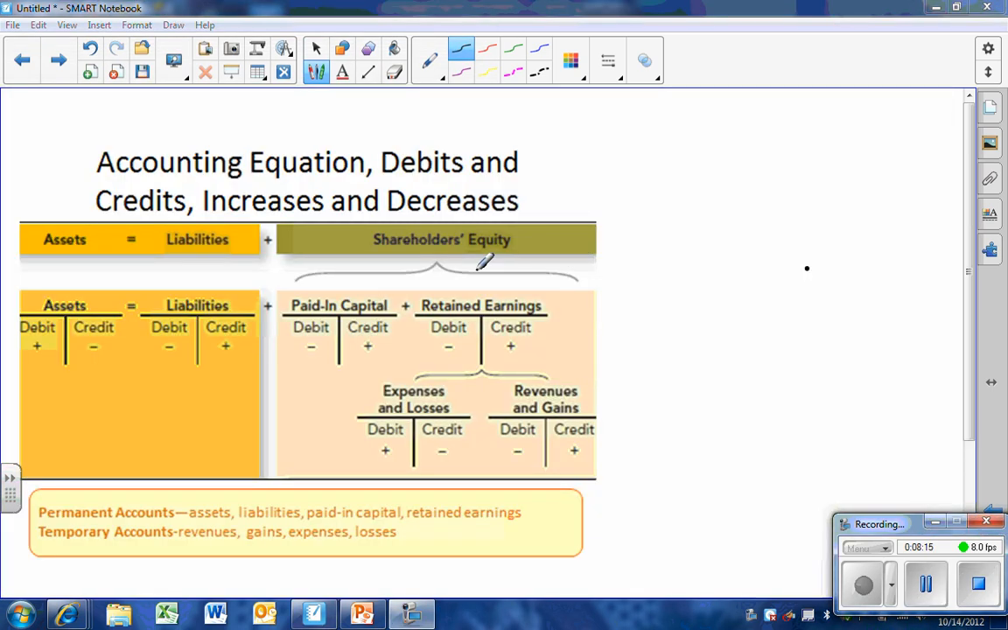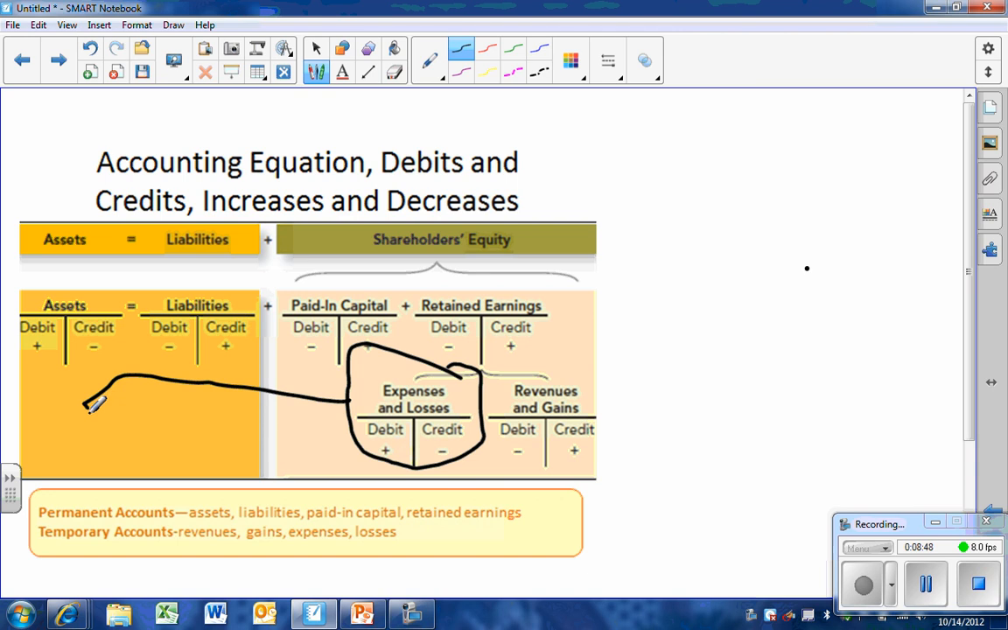This is a very handy chart that's in chapter 2 of your textbook. I recommend that you dog ear that page and keep it if you are a little weak on the operation of debits and credits. As we can see, as we stated, assets will increase through a debit, decrease the opposite manner through a credit. The same holds true for expenses and losses. So we can bring these to the other side of the equal sign. Liabilities, paid in capital, retained earnings, revenue and gains work the opposite. They're on the other side of the equation.